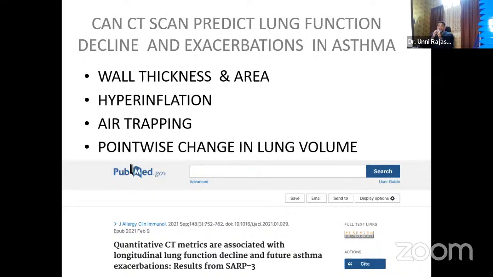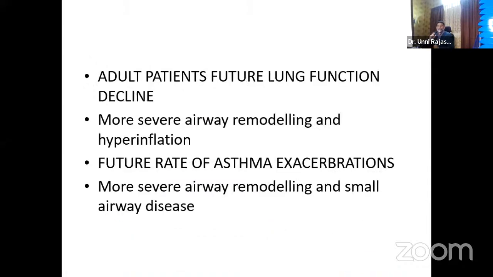Can CT scan predict the lung function decline and exacerbation in asthmatic patients? There have been studies looking at the wall thickness and area, hyperinflation, air trapping, and point-based change in the lung volumes, like quantitative CT metrics. They found that more severe remodeling and hyperinflation in CT findings in adult patients is associated with future lung function decline, and also a future higher rate of exacerbations when you find more CT findings of severe airway remodeling and small airway disease.